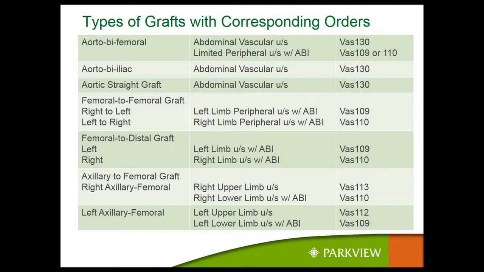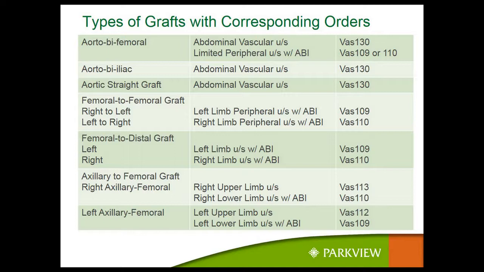Axillary to femoral graft is where they have to bypass the aorta, and they start in the axillary artery in the arm. They tunnel that graft right down, basically underneath the skin, and you can actually see it on the patient. It looks like a hose coming right down, and they tie it into the femoral artery. Sometimes it is an axillobifem graft, and they come down and tie it into both femoral arteries. And that shows which order to place for that graft.